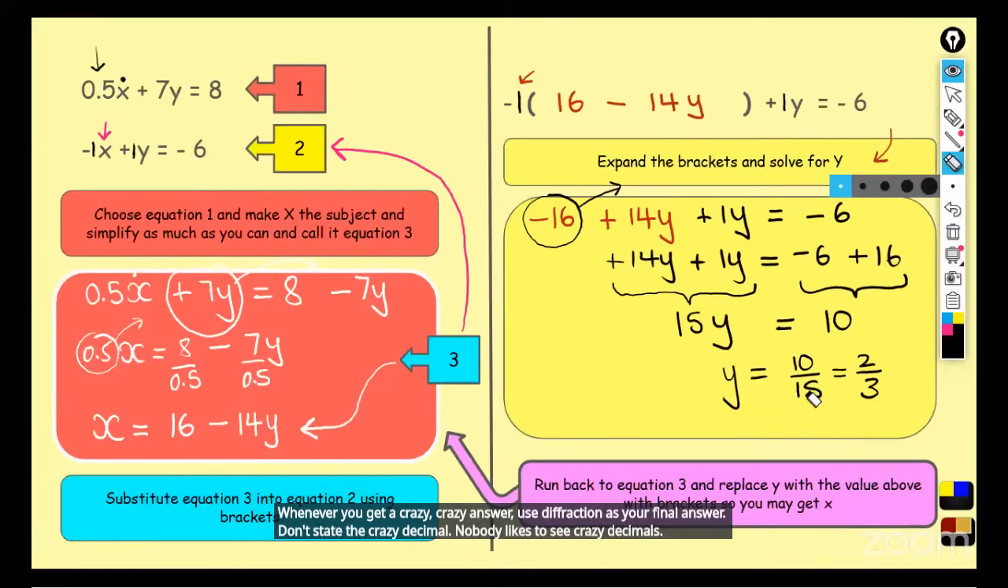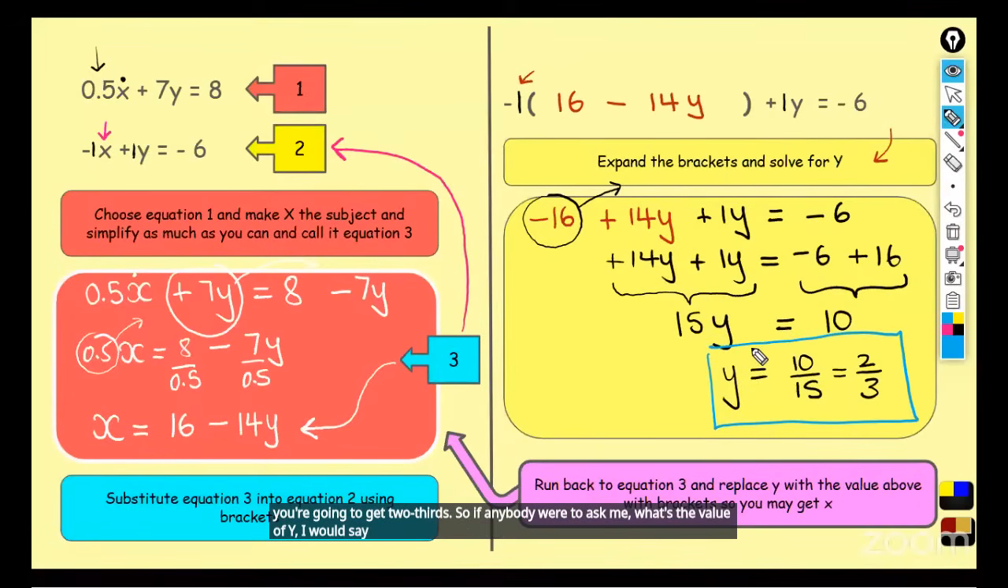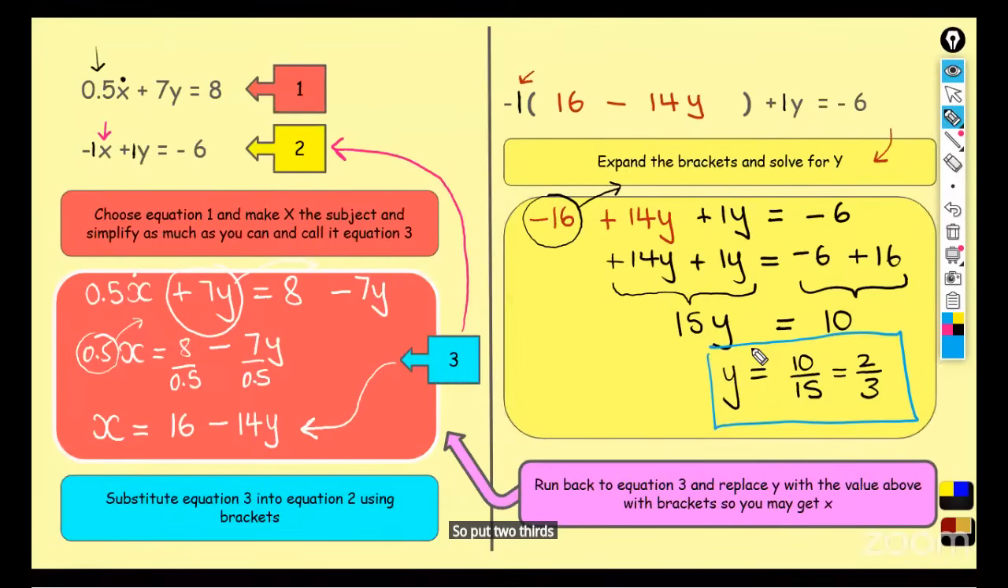So my answer for y, when I take the 10 and divide it by 15, if you reduce this just like in primary school, you're going to get 2/3. So if anybody were to ask me, what's the value of y? I would say 2/3. I would not say 0.6666666 or try to round it off. People generally have a kind of hatred for that, and you want to keep the person who's correcting your paper happy. So put 2/3.